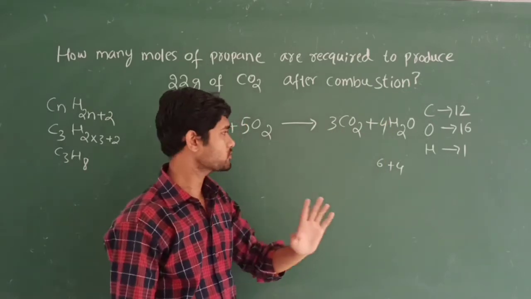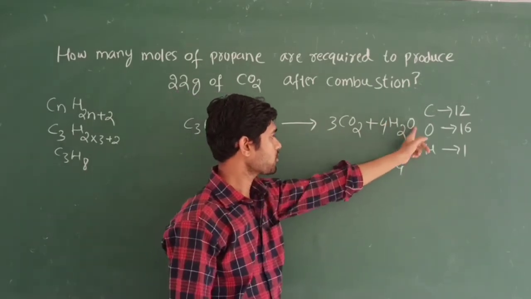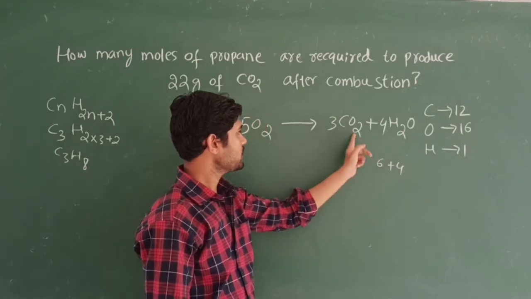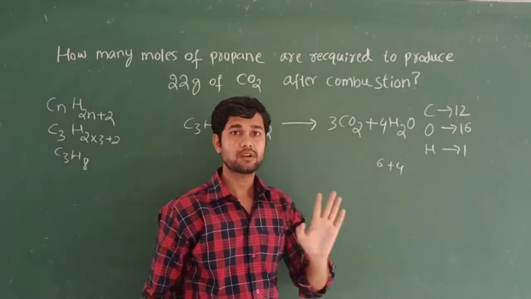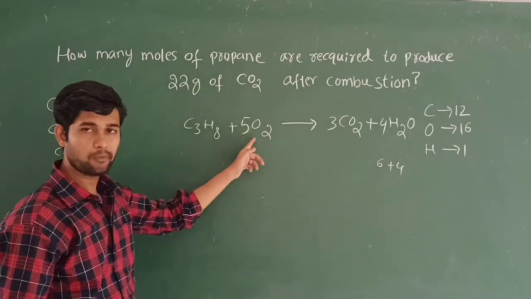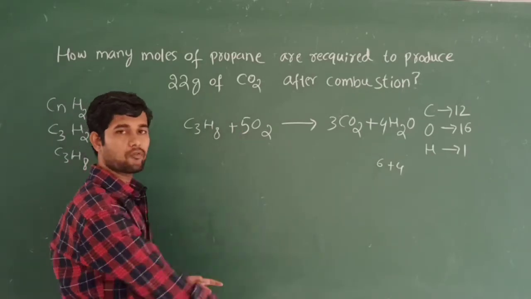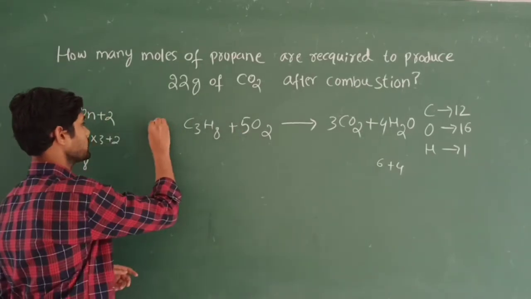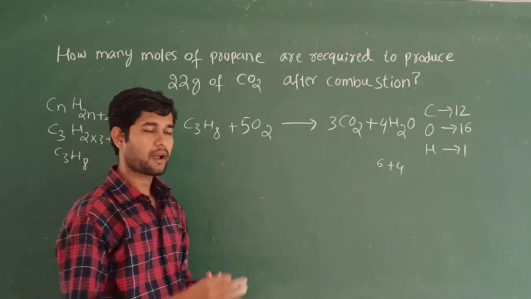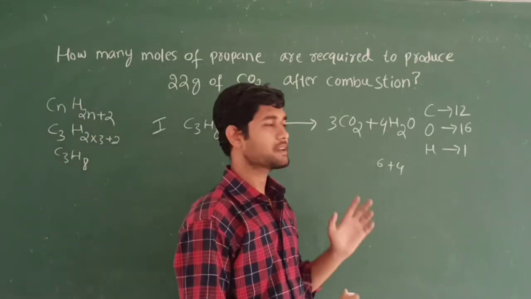Only we should balance oxygen. So you should count here 4 oxygen plus 3 to the 6 oxygen, that gives rise to 10 oxygen. So already O2 will be there. I am going to multiply with 5 oxygen. So this is our first step. We should write the chemical reaction, and also we should balance this equation.